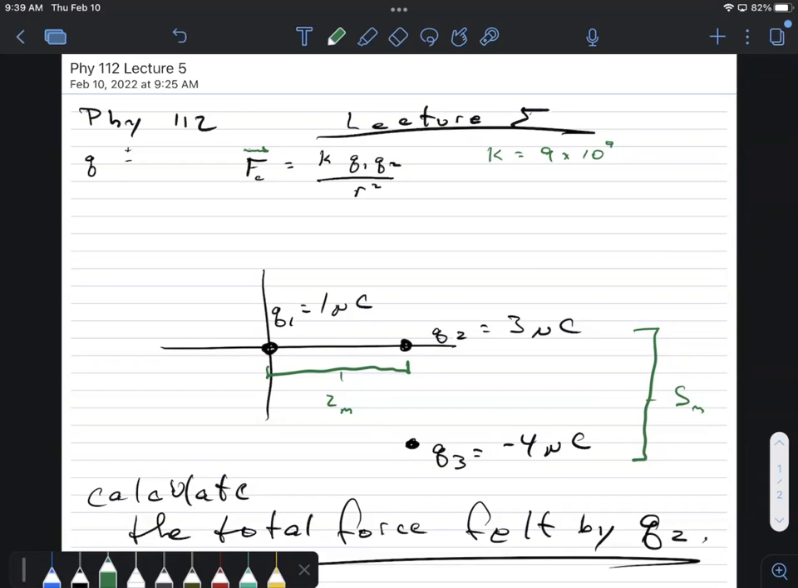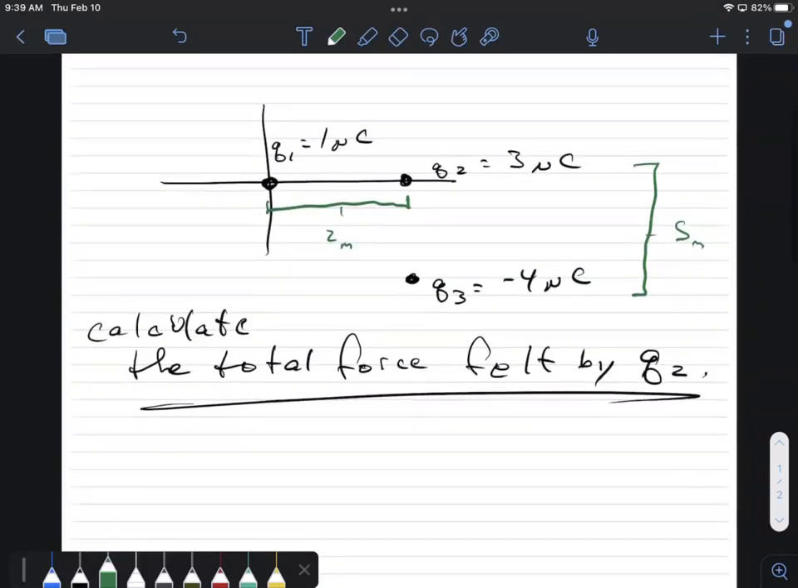So that's what we discussed last time. And I believe I left you with an example to try to work out yourself, which is what's pictured here. You have three charges, Q1, 2, and 3, arranged in this fashion. And the question was to try to calculate the total force felt by charge 2.